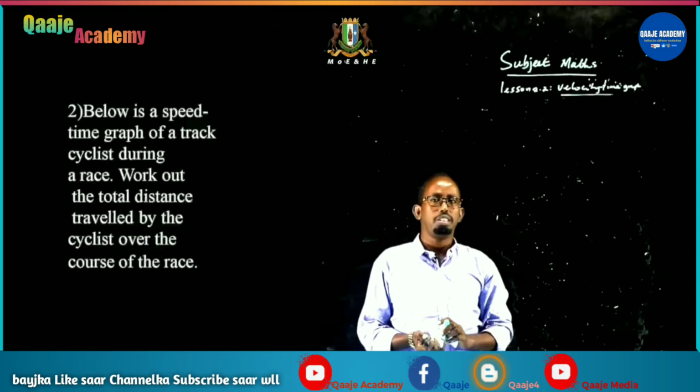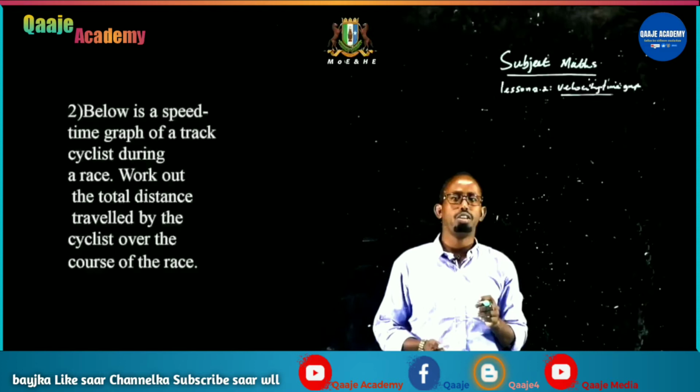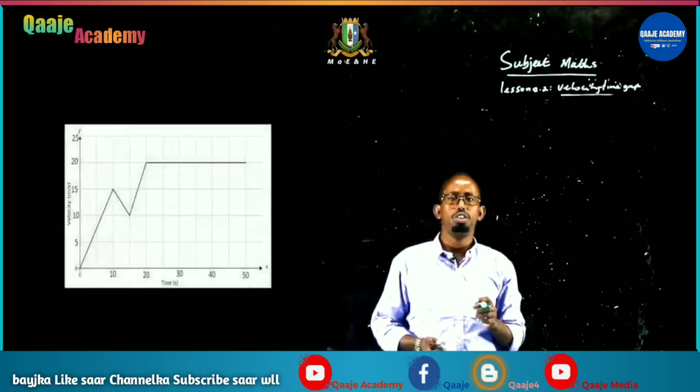That is example number 2. Below is a speed time graph of a track cyclist during a race. Work out the total distance traveled by the cyclist over the course of the race.